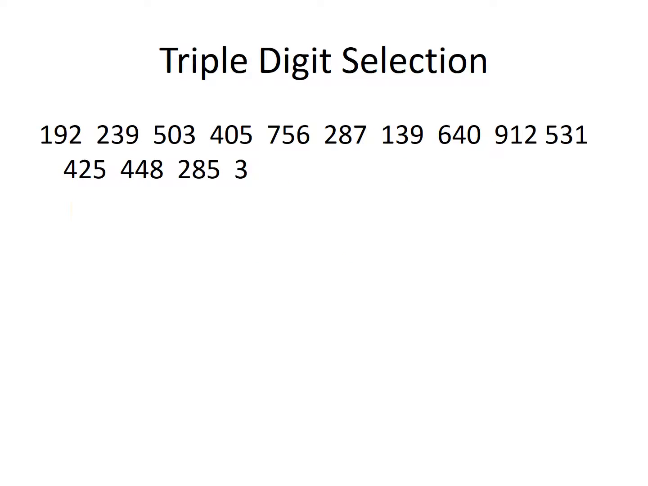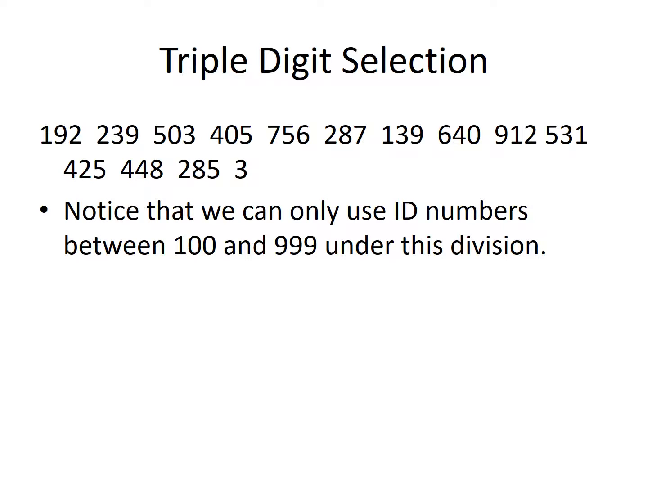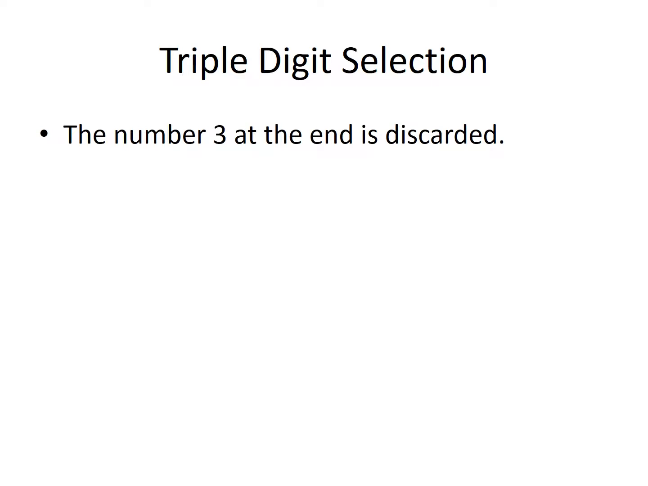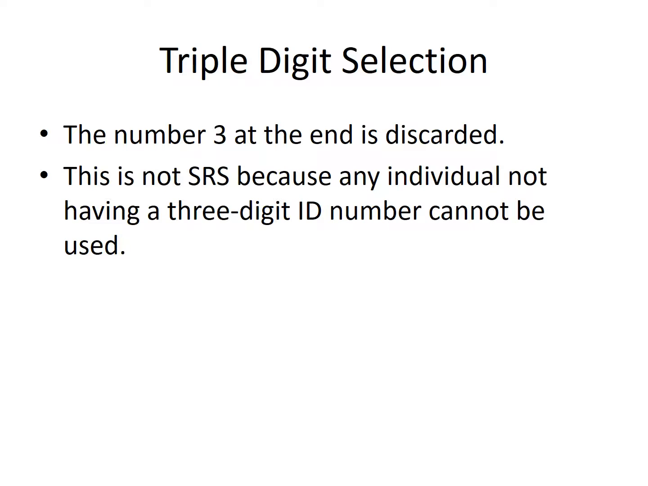For triple-digit selection, we have broken up the row into groups of 3 and spaced them out so they can clearly be seen what the identification numbers would be. Notice that we can only use ID numbers between 100 and 999 under this division. The number 3 at the end is discarded because, again, this is a random selection, so we don't have to use it. But this is not a simple random sample because any individual not having a 3-digit ID number cannot be used.